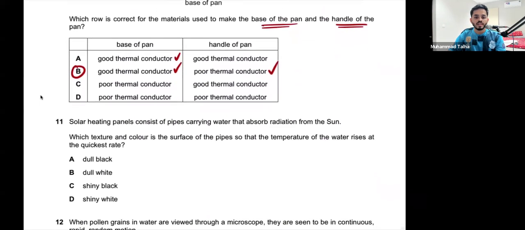11. Solar heating panels consist of pipe carrying water that absorbs radiation from the sun. Which texture and color is the surface of the pipe so that the temperature of the water rises at the quickest rate? So if it's absorbing, it needs to be a good absorber so that it happens the quickest. So it must be dull black. That's just the rule. So that's A.